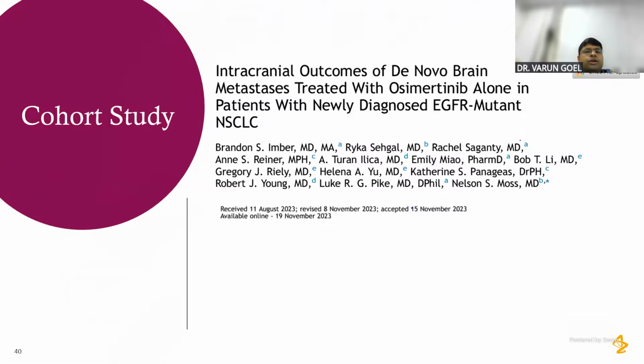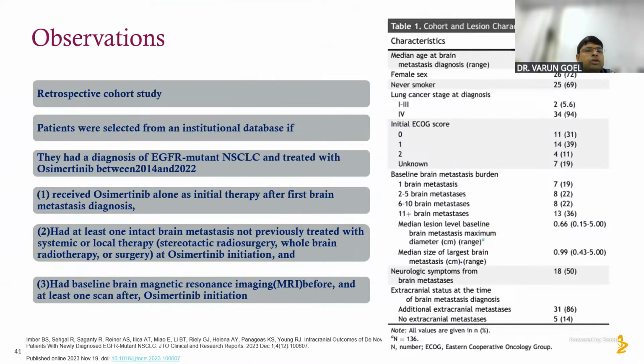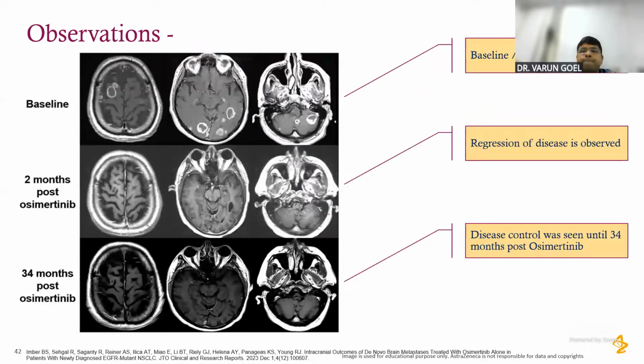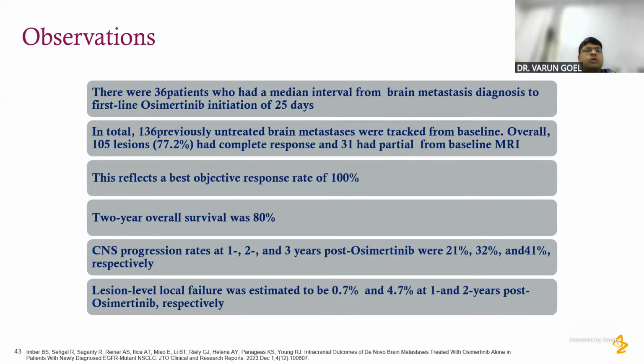Another cohort study, which is a retrospective cohort study. Around 36 patients with EGFR mutation positive NSCLC were taken and given osimertinib. This study was from 2014 to 2022. Here also almost similar observation. In the 36 patients, the median interval from brain mets diagnosis to first line osimertinib initiation was 25 days. In total, 136 previously untreated brain mets were tracked from baseline, and this reflected a best objective response of 100%. Over 2-year survival is 80%.